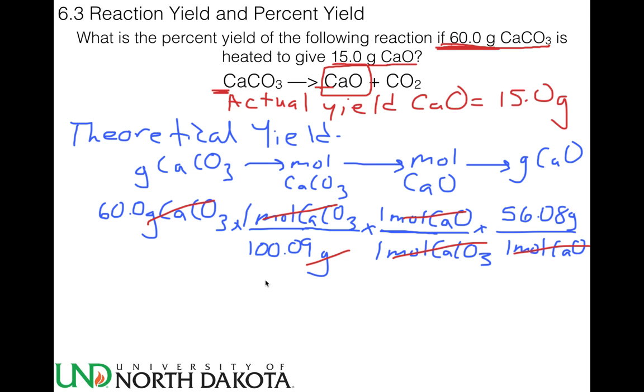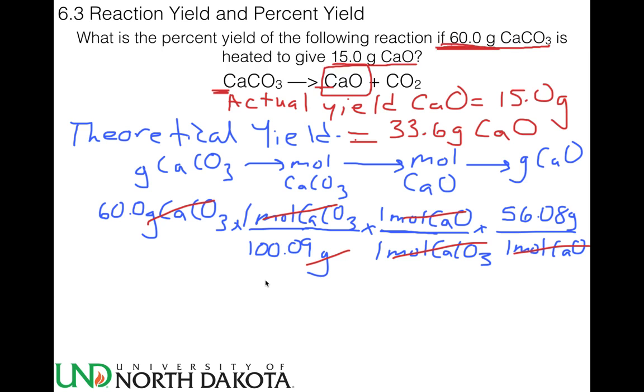When we do the calculations here, 60 times 56.08 divided by 100.09, we get that the theoretical yield, which I'm going to write up here, is equal to 33.6 grams of calcium oxide. So starting with the 60 grams of calcium carbonate, according to the stoichiometry of the reaction, that's the maximum amount of calcium oxide we can get.